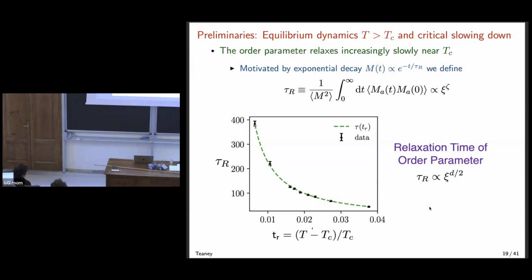Again, the notation here is quite important. Tau r is this dynamical relaxation time. It's a kind of universal thing. You can measure this scaling lots of different ways, and I think we measured four ways. This is just one.